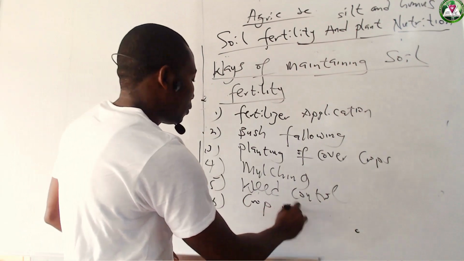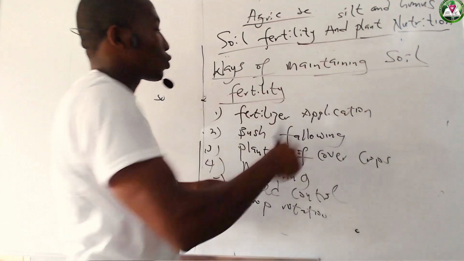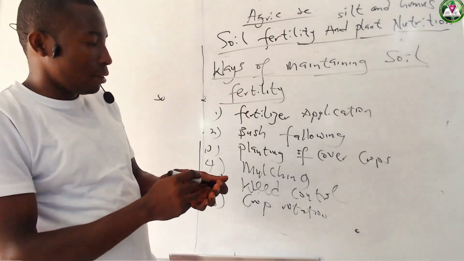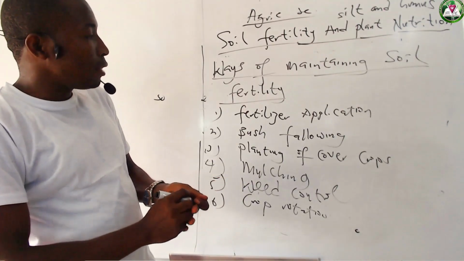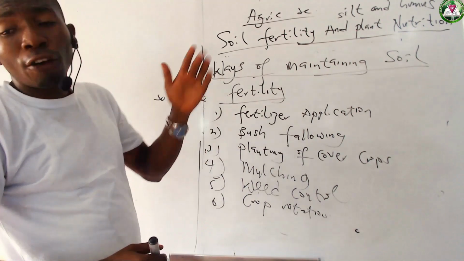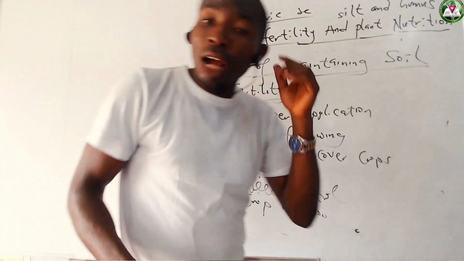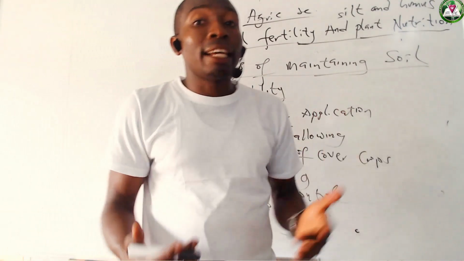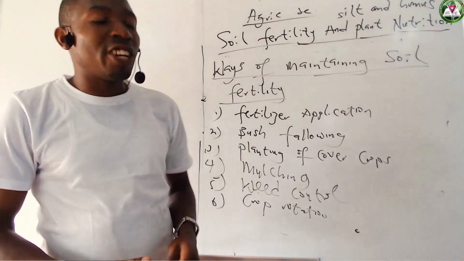I'll be discussing these ways of maintaining soil fertility holistically, one after the other. Fertilizer application, bush fallowing, planting of cover crops, mulching, weed control, and crop rotation. These are the major ways by which farmers can maintain their soil fertility so that they have a bountiful harvest.